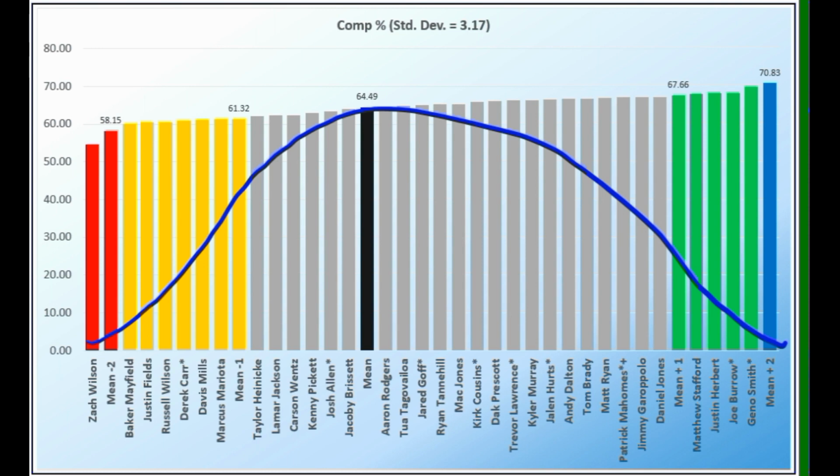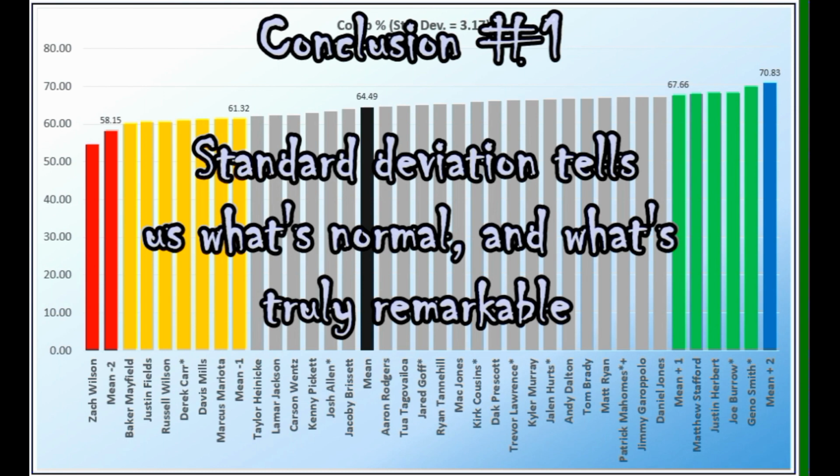All right, we've talked a lot of numbers. Let's talk about how we use this and what it actually means for analyzing statistics in the NFL. So here's our first conclusion. Standard deviation tells us not only what's normal, which is that gray zone, but what's truly remarkable. And so let's take a look at our far zones, our left and our right.